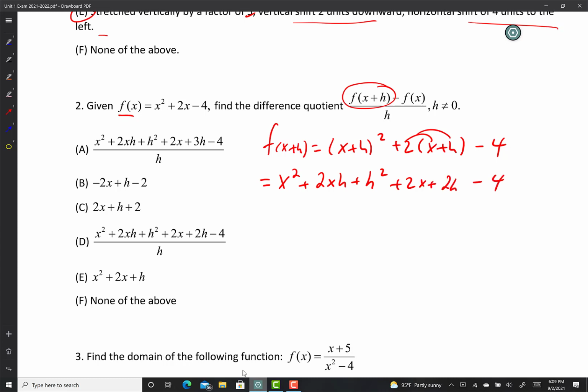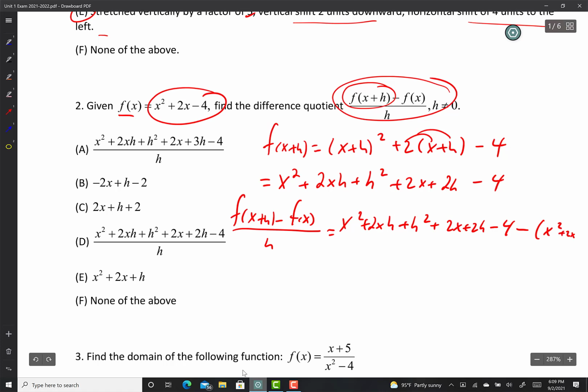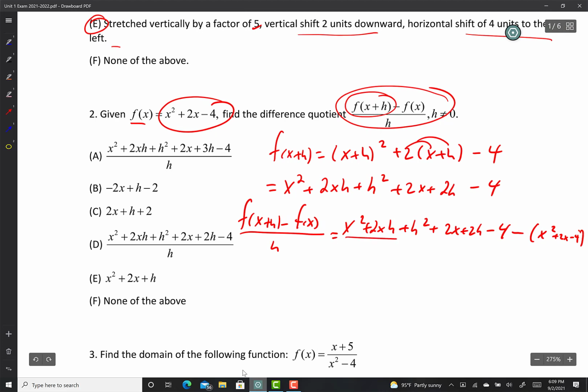Let's see, is there anything that combines? I don't see anything that combines. So now we're going to go ahead and do the difference quotient. So here we go. I'm going to write f of x plus h minus f of x all over h. Equals x squared plus 2xh plus h squared plus 2x plus 2h minus 4 minus this expression here. So minus x squared plus 2x minus 4, and all that is under h.